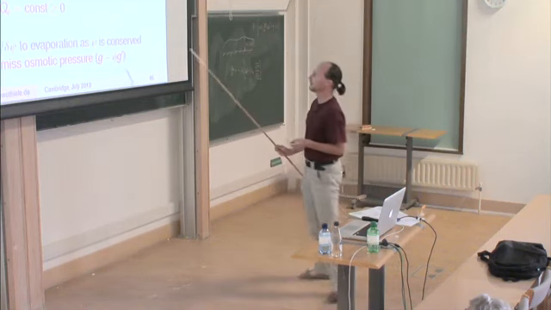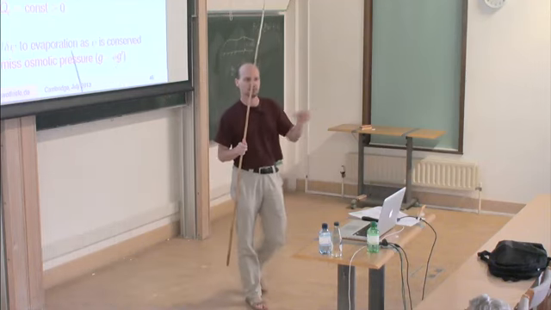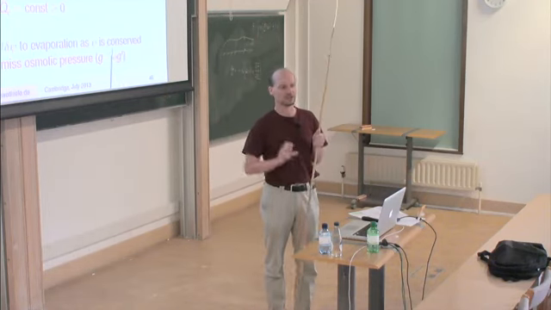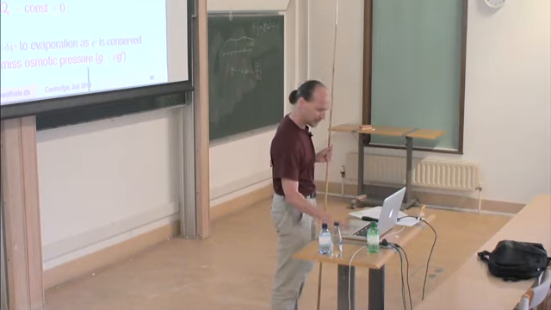And there are also models where people try to include this by hand by making really sort of ad hoc changes in the evaporation rate depending on concentration. And here it comes out automatically.